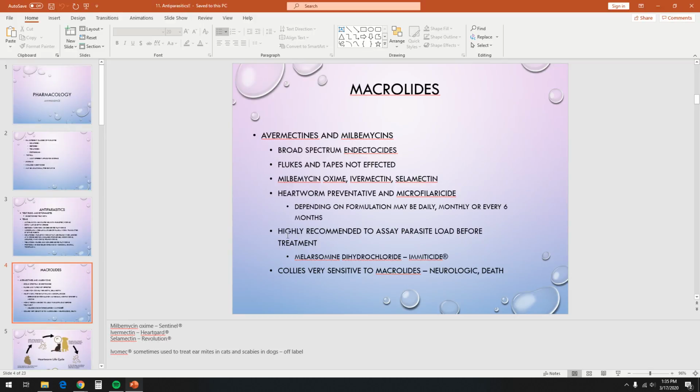These guys are highly recommended to assay parasite load before treatment. This means check our parasite load before treatment, because with heartworm, if we administer a heartworm preventative while they have heartworm, we can actually send those animals into anaphylactic shock with the worms dying and shocking their system.